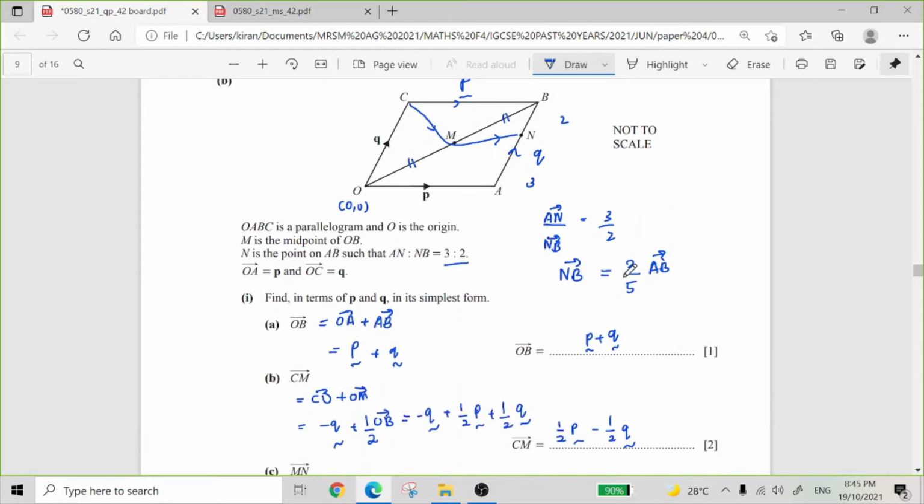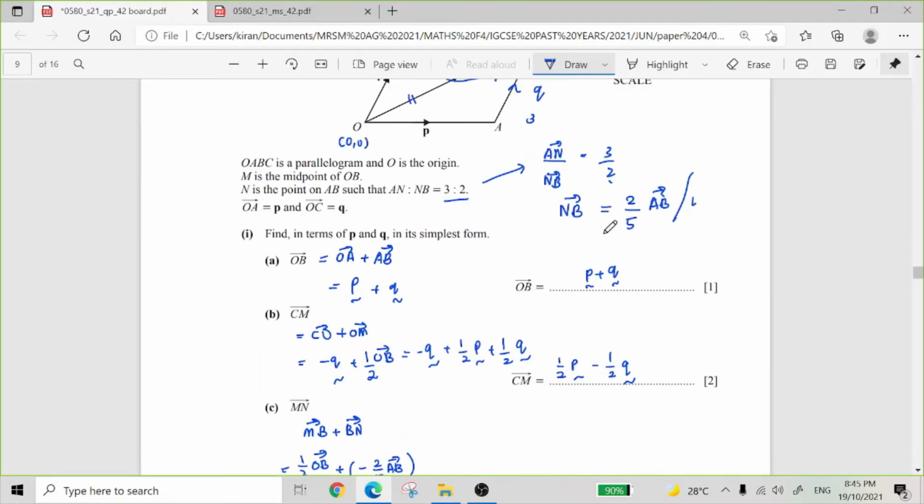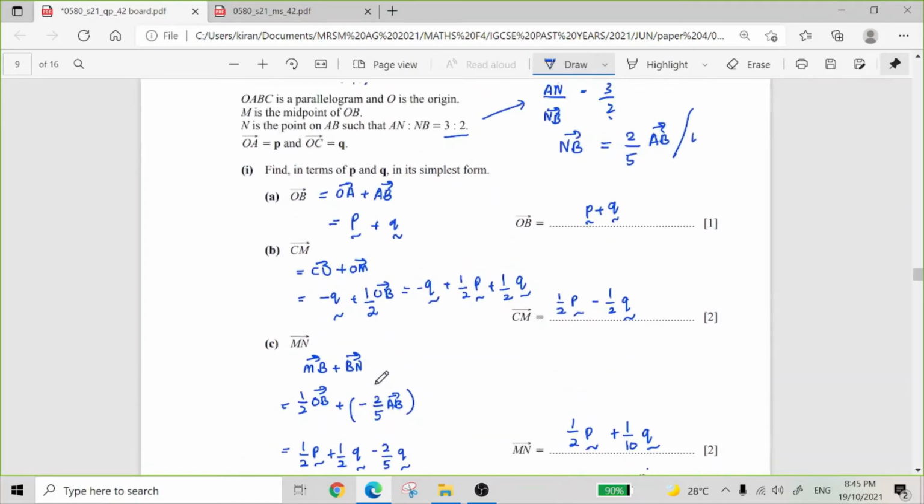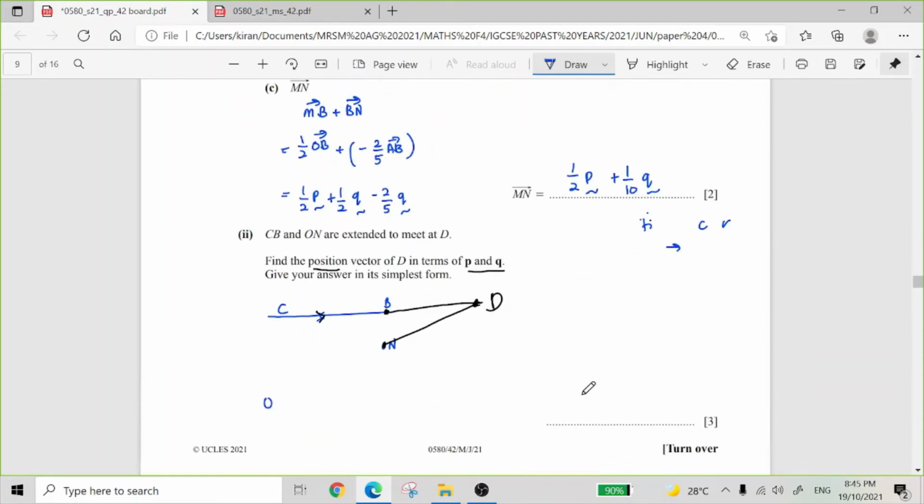From the ratio, AN is 3 over 2. Then I get the vector NB, because I want BN. Vector NB is 2/5 AB. So we have to negate the vector BN. We negate this part, so BN is equal to negative 2/5 AB. Then I just calculate this part and I get 1/2 p plus 1/10 q.